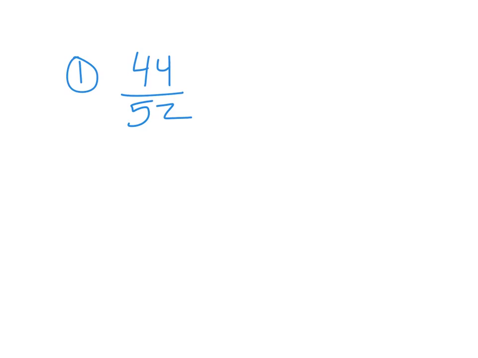Now, do I need to do anything else to this? Are you sure? Oh, we have to reduce. So what can that reduce to? 4. But 52 and 44 aren't equal. No, but they're both even, so you can at least divide by 4. So you get 11 over 13.